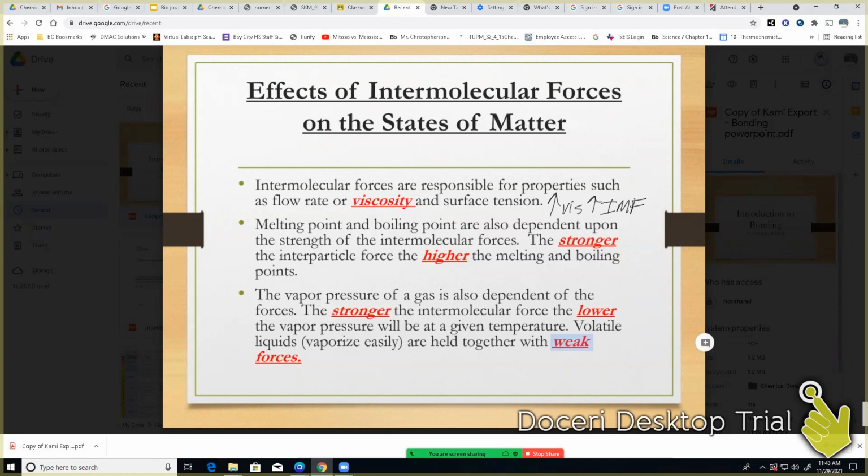Vapor pressure is also dependent upon the intermolecular forces, and vapor pressure is the tendency of a substance to change into a gas or to evaporate.